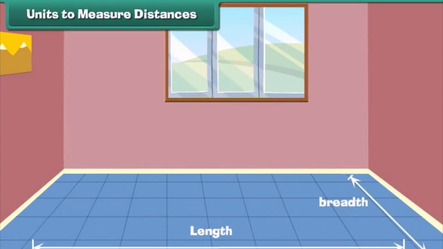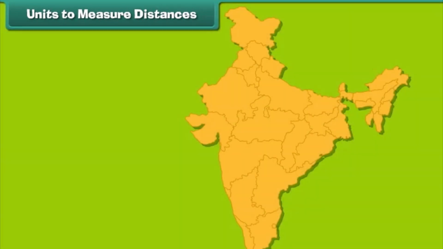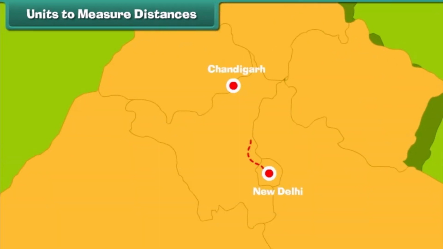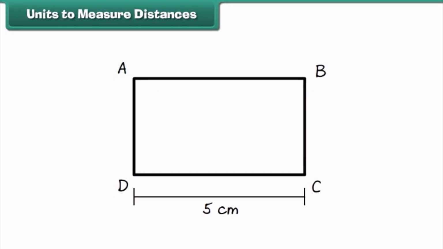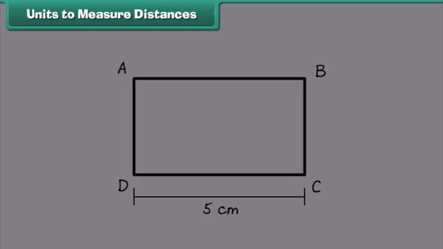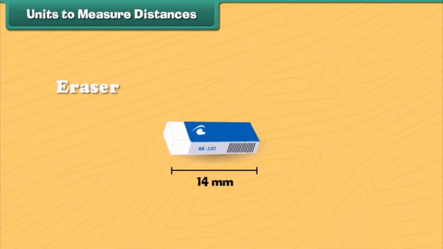Length, breadth, height are the words used to express some distance. The distance between New Delhi and Chandigarh is 250 kilometers. Many students participated in 400 meters race. The length of rectangle ABCD is 5 centimeters. The length of the eraser is 14 millimeters.